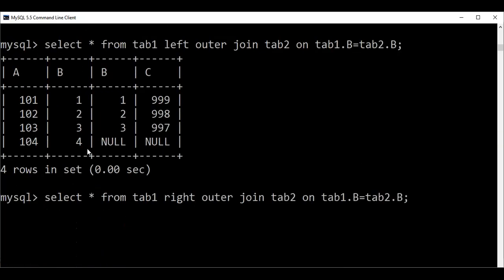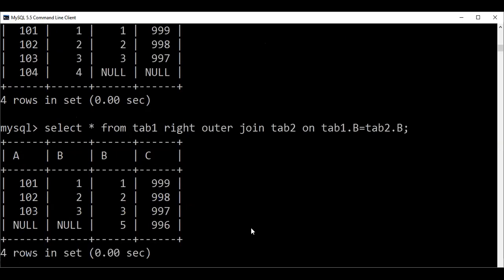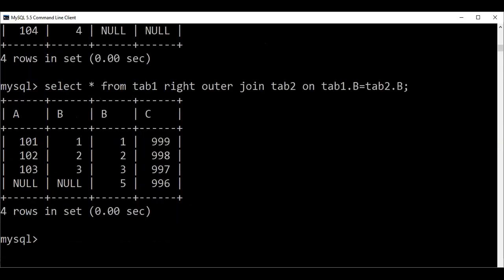So it means the right side will be filled up and the left side will be null. In this right outer join, the null is put at the left side, and the combination of 105 will come. You can see what is coming. Here 1, 2, 3, 5, all right side rows are coming. Since 5 has no association, that's why it is coming with null.